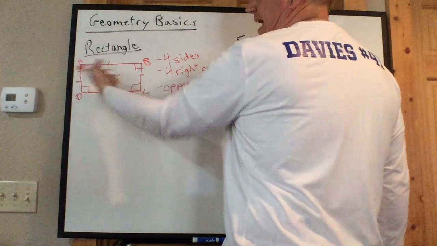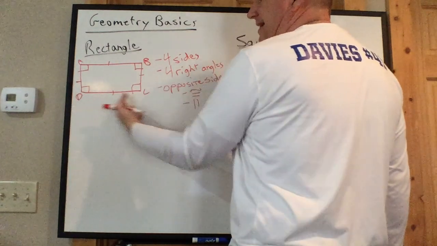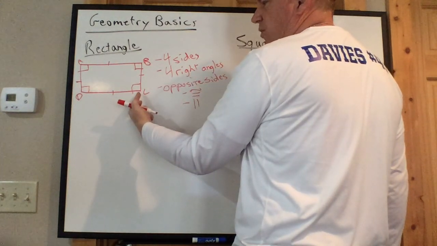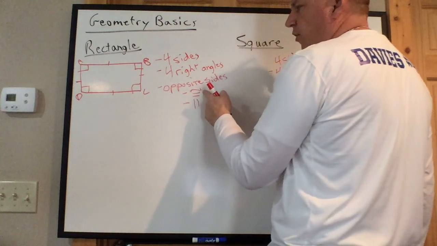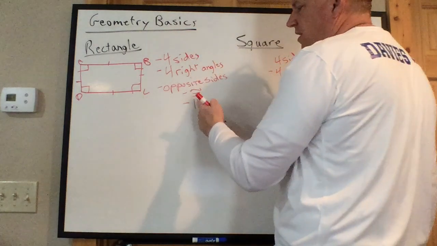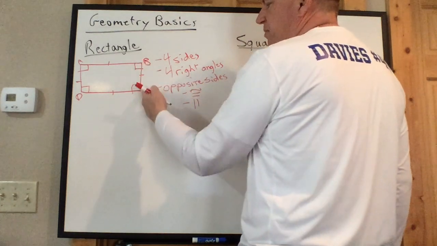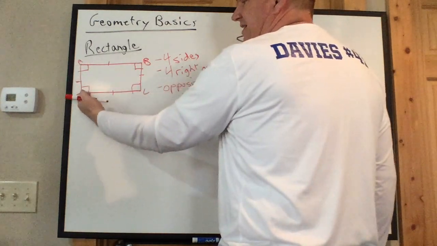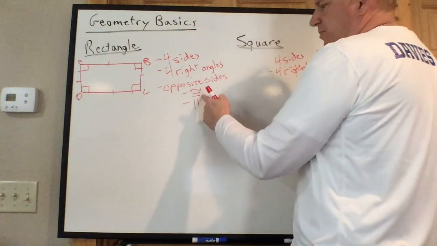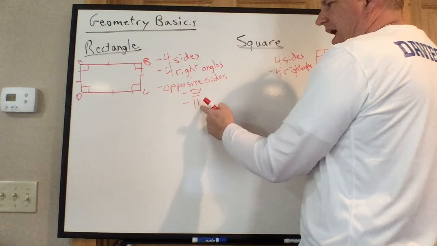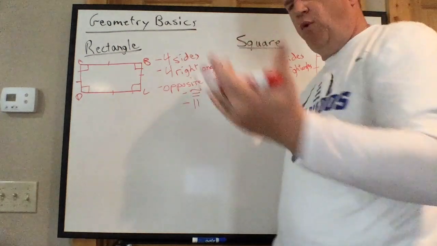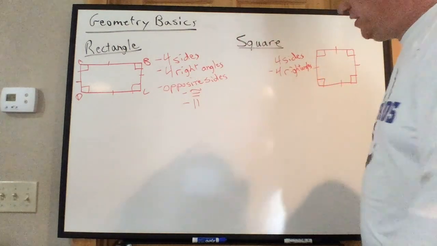So segment AB and segment DC, or CD, whichever way you want to call it, are both congruent to each other, which means they're the same length, and they're parallel to each other. We could also look at segments BC and AD as being congruent to each other and parallel as well. They're just not all four parallel. Obviously, that would be kind of crazy.